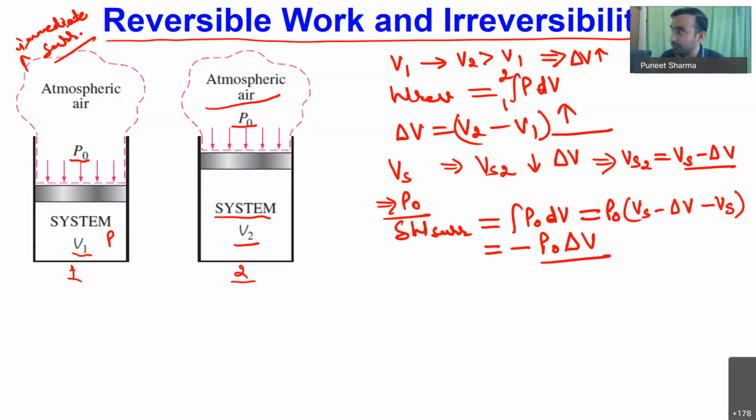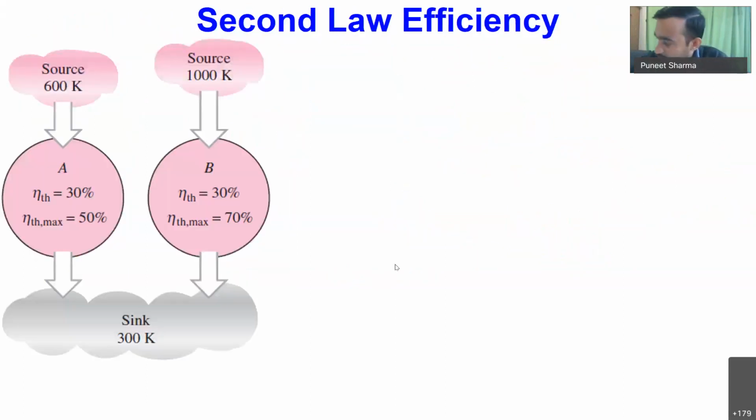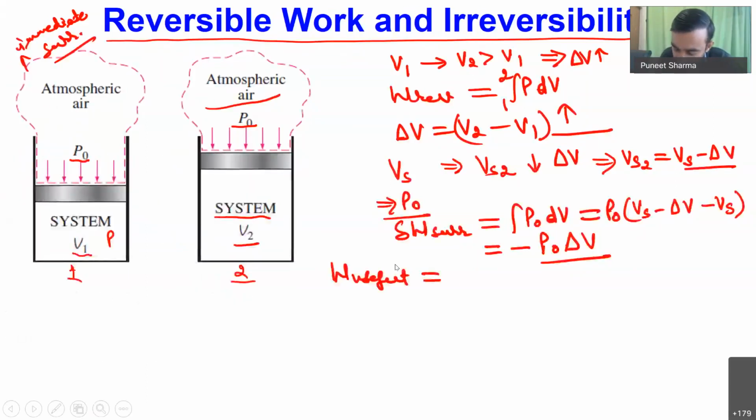If this much work is consumed by the surroundings, what will happen? Whatever useful work we get from this system will be equal to the reversible work minus the surrounding work. So this is one important relation which I am telling you over here.